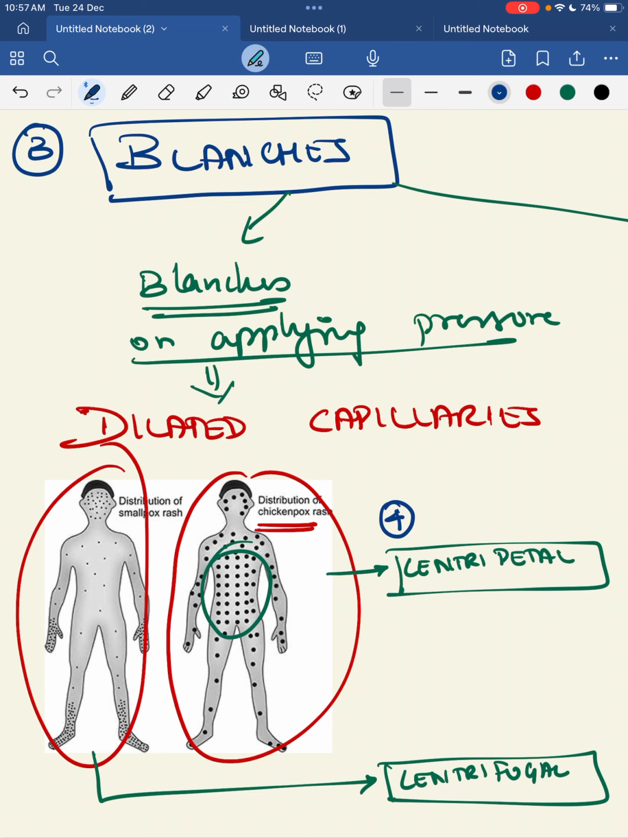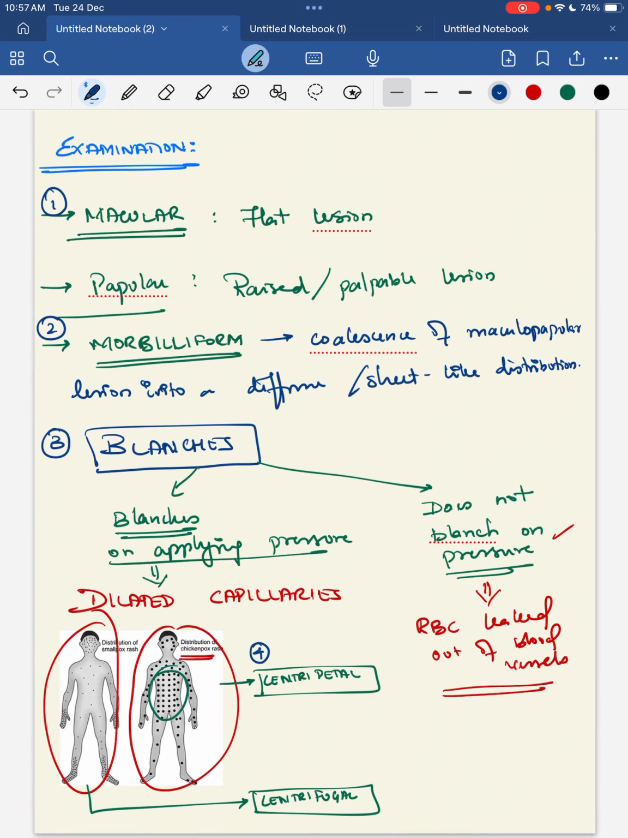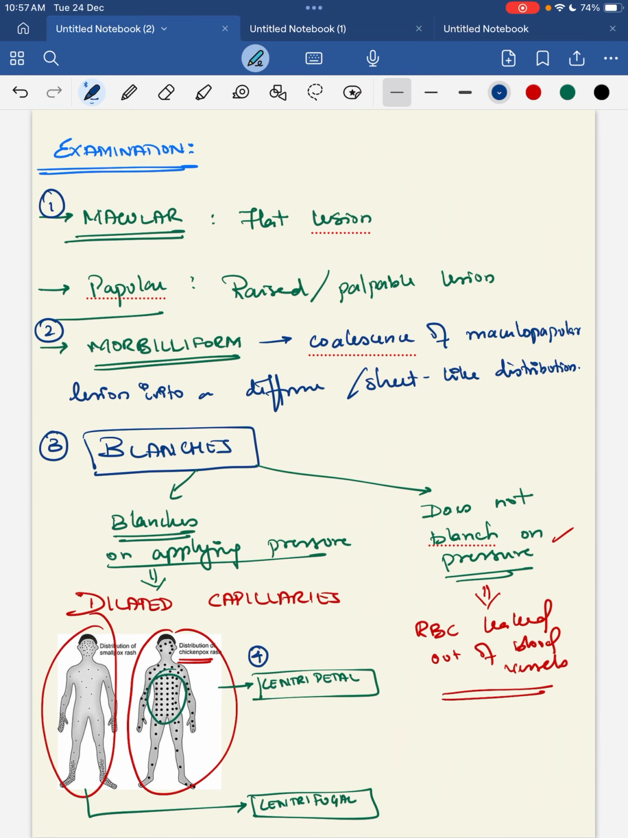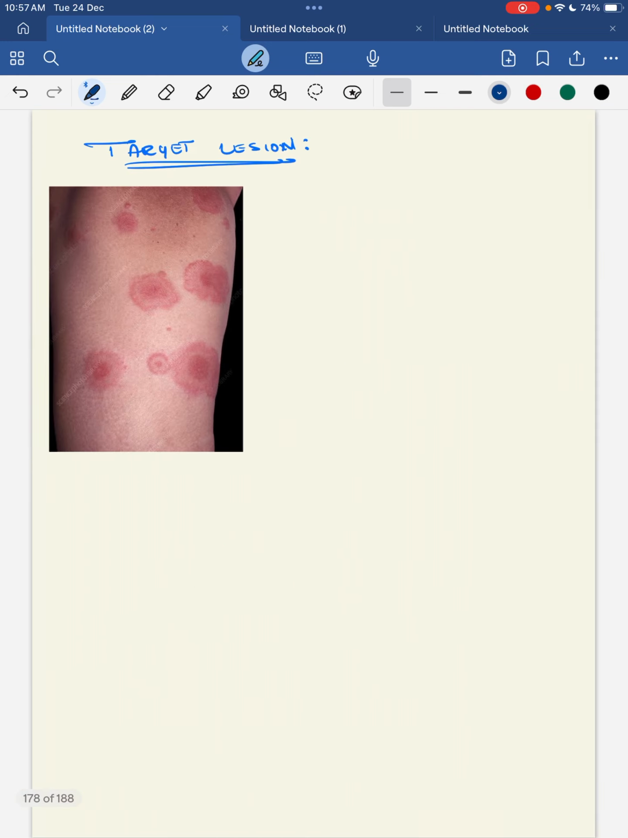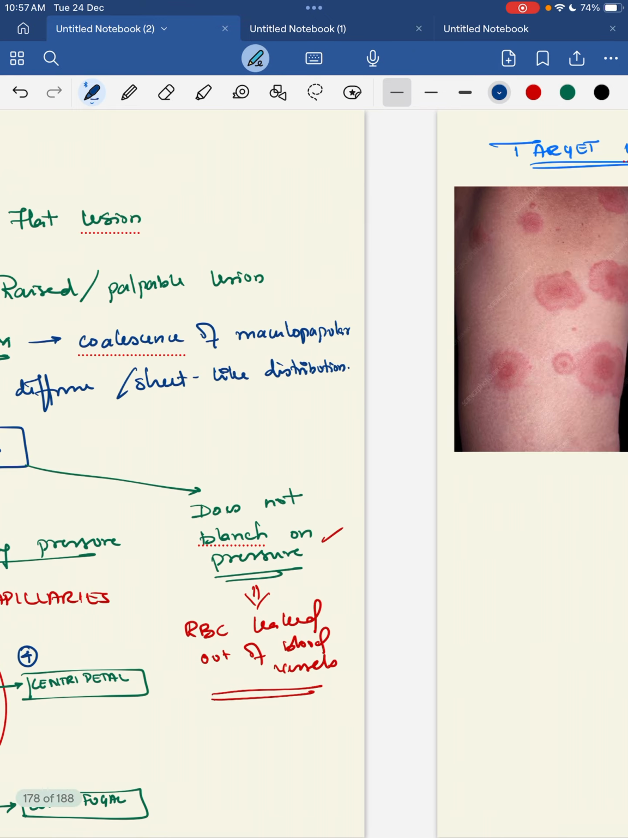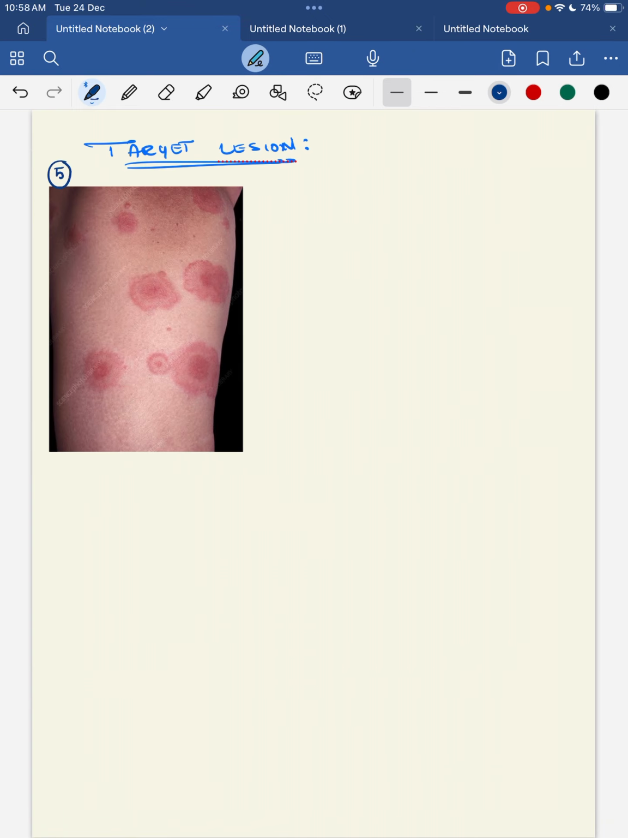Fifth one, suppose you are finding a target lesion. What is called as a target lesion? It is a well demarcated round macule which has an erythematous border outside, a slight whitish ring inside, and a dusky red or bluish hue inside. That is called as your target lesion.